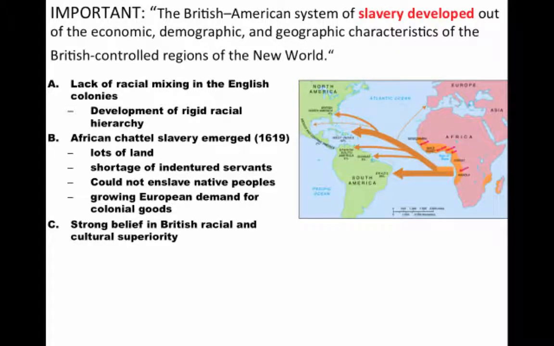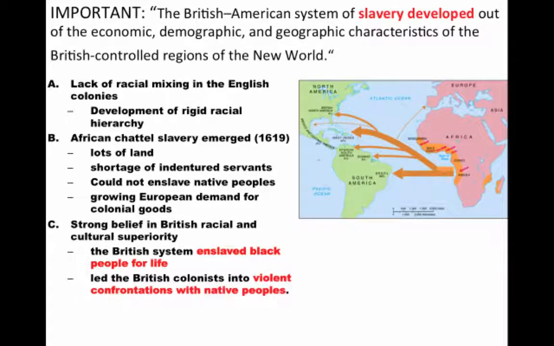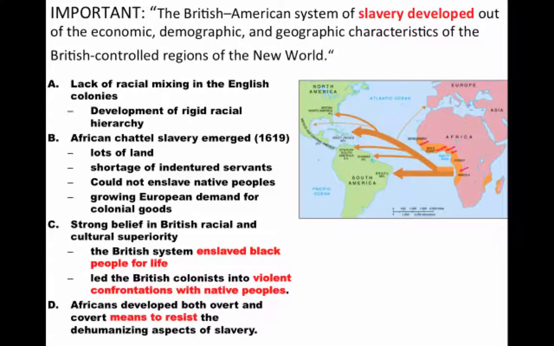There's also a strong belief in British racial and cultural superiority, which leads eventually to the system of slavery to be one in which African people are enslaved for life. This is also going to lead the British colonists to want to get rid of the native people. There is no need for them as there is in the Spanish or the French colonies in North America, and you're going to have a series of wars take place as a result. And then finally, African people are going to develop overt and covert ways of trying to resist the institution of slavery. Things like running away or working slower are all methods that could be utilized.